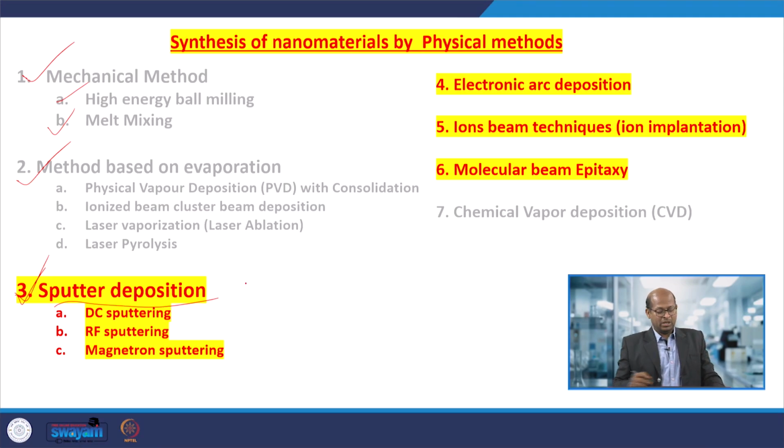Then we have discussed methods of evaporation, and today we will discuss sputter deposition methods: DC sputtering, radio frequency sputtering, and magnetron sputtering. Also electric arc deposition, ion beam techniques or ion implantation, and molecular beam epitaxy. These are the things we will discuss.